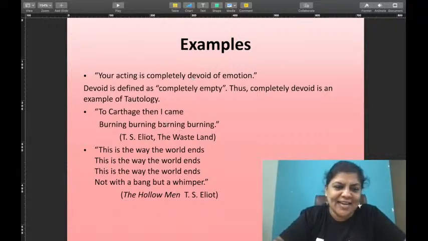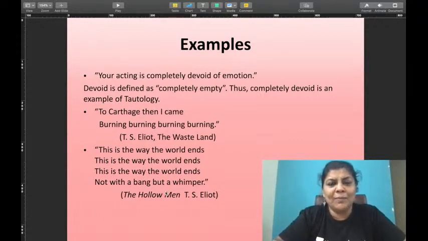To Carthage, then I came burning, burning, burning, burning. See? Repetition. Tautology deliberately used to highlight the meaninglessness of something. This is the way the world ends. Not with a bang, but with a whimper. Hollow men are singing in Hollow Men, T.S. Eliot's.